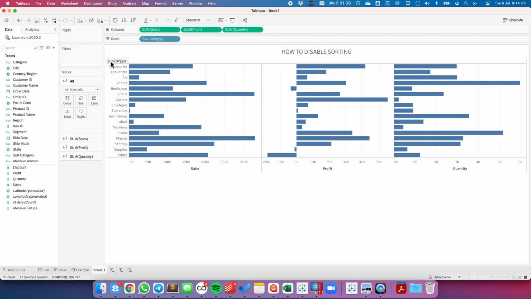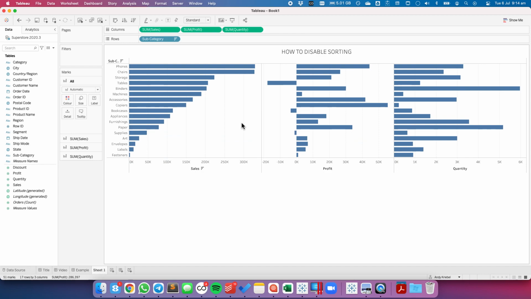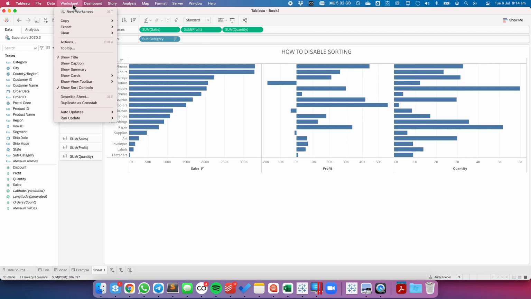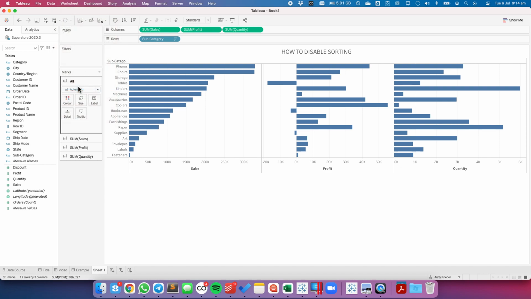I could also sort by hovering over the header for the subcategory, but we want to disable that as well. So first, I'm going to click on the sort next to sales. And now I'm going to go up to Worksheet on the menu and uncheck the Show Sort Controls option.